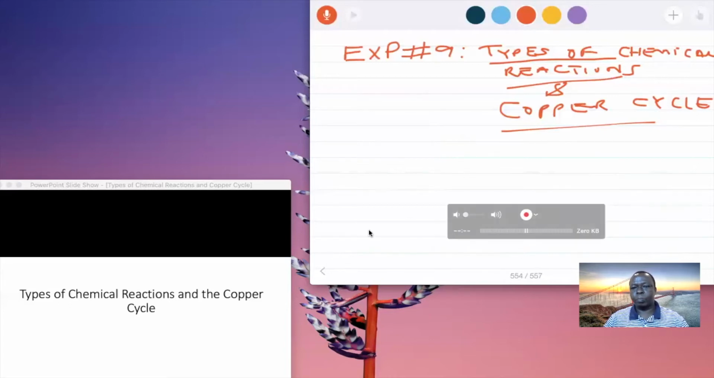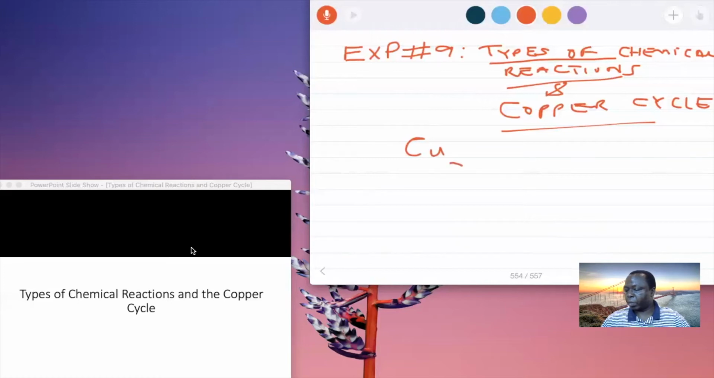And from the title, copper cycle, you will start with the element copper, taking note of the mass, and take it through a series of chemical reactions all the way to the starting point. In other words, we will start with the element copper and we will end up with the element copper at the end. You will perform a calculation to determine the percent recovery. So that's all about our experiment number 9.